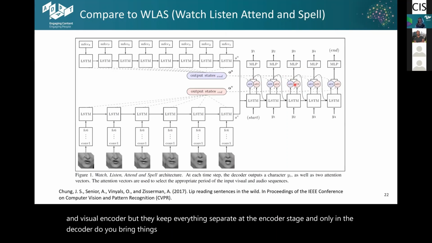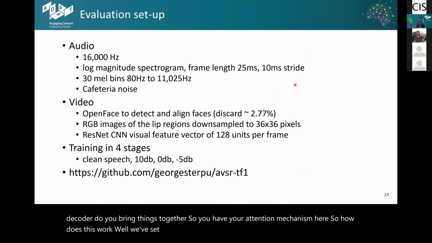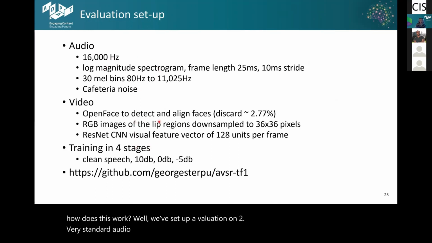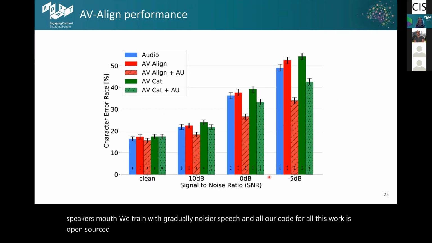So how does this work? Well, we've set up an evaluation on LRS2, very standard audio front end. The visual front end takes regions of interest around the speaker's mouth. We train with gradually noisier speech, and all our code for all this work is open sourced if anybody is interested. So we re-implemented the system from the Oxford guys, but without using the large language models for pre-training that they use. So we call it AV-CAT instead of watch, listen, attend, spell, WLAS, which they call it.